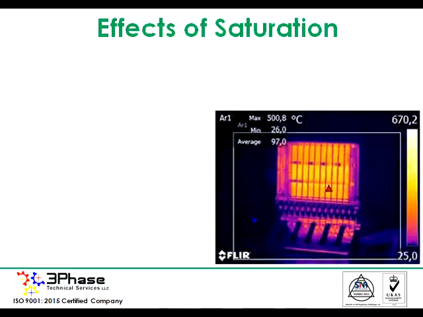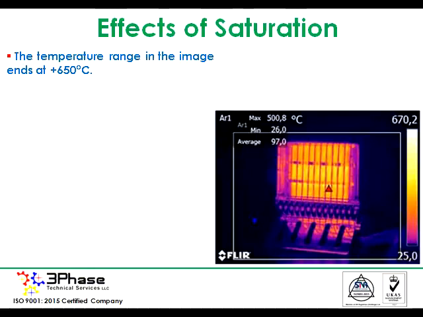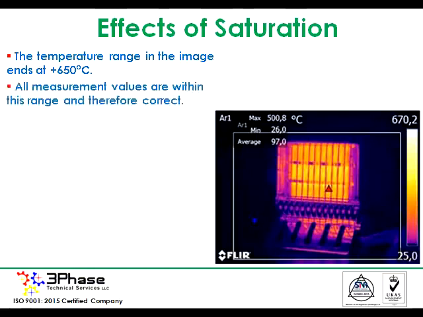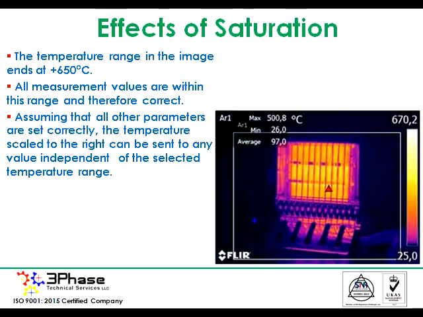Effects of saturation. The temperature range in the image ends at +650 degrees Celsius. All measurement values are within this range and therefore correct. Assuming that all other parameters are set correctly, the temperature scale to the right can be set to any value independent of the selected temperature range.